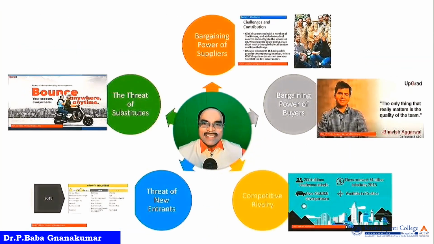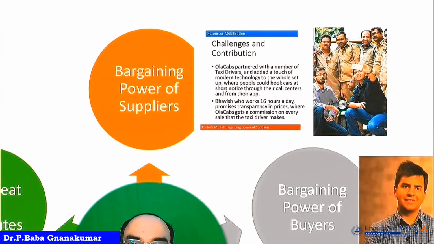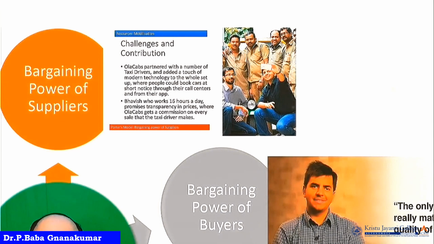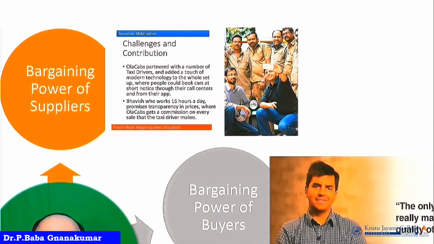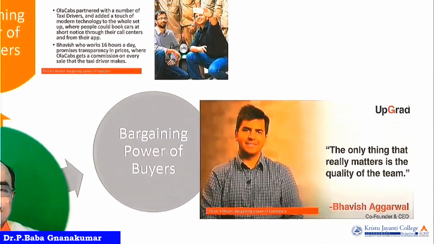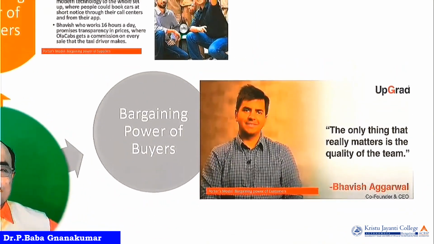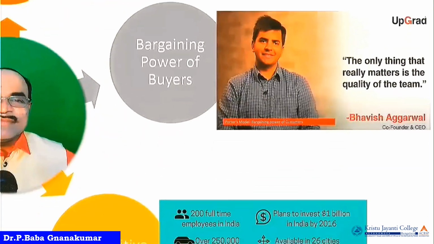Likewise, our next outcome is Porter's model. First, it starts from bargaining power. How he identified the bargaining power of the people, that is, the cab drivers. They are the suppliers. He partnered with a number of taxi drivers. He worked six hours. So he identified nicely the bargaining power of the suppliers. Then the bargaining power of the buyers. Once he changed the pricing system, he knew the power of the buyers.